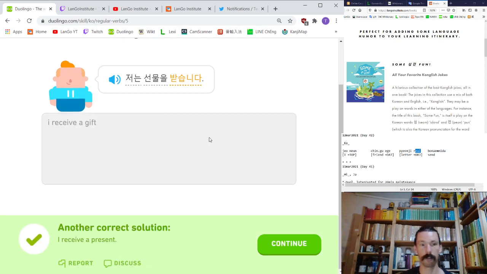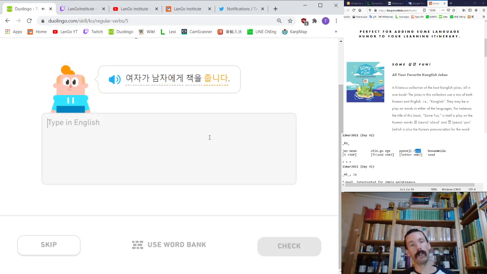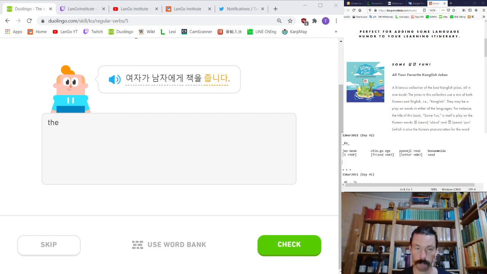여자가 남자에게 책을 줍니다. 줍니다 is not aspirated. It's the giving verb, 주. So, 여자가, the woman. 가 is a subject marker. Let's hold on to this, a very important one. 여자, woman, 가 marks a topic. Sorry, subject we call it.